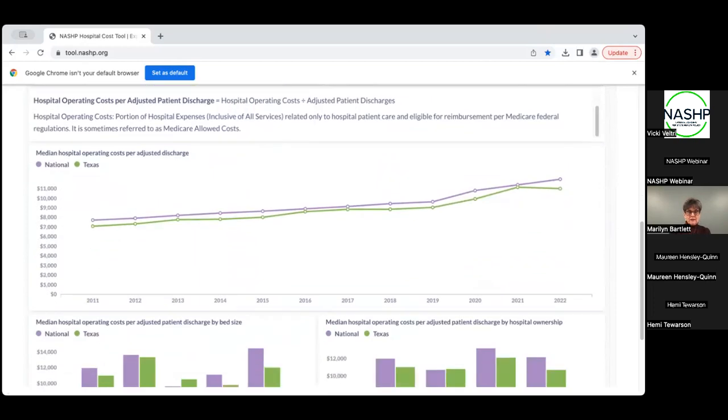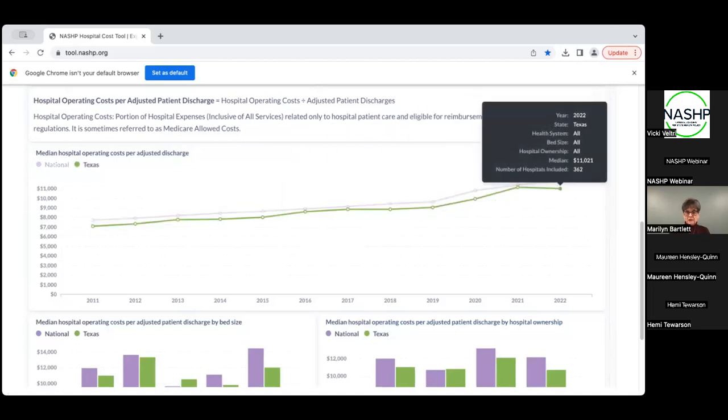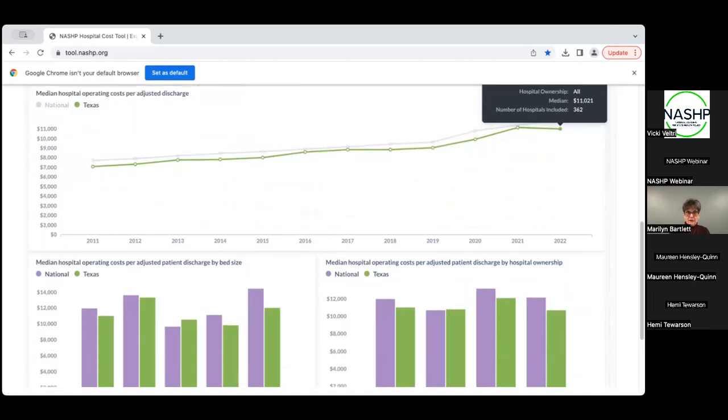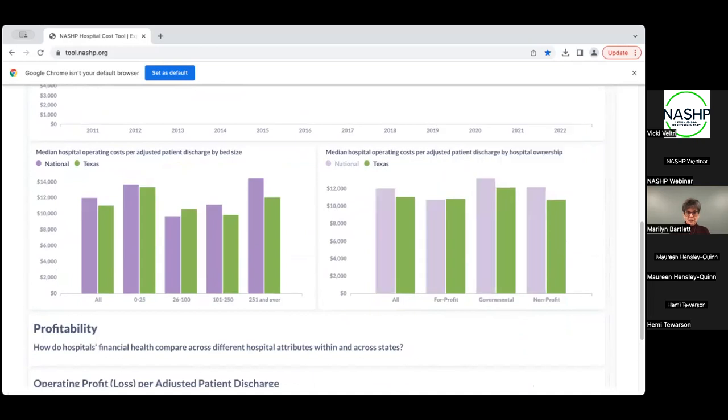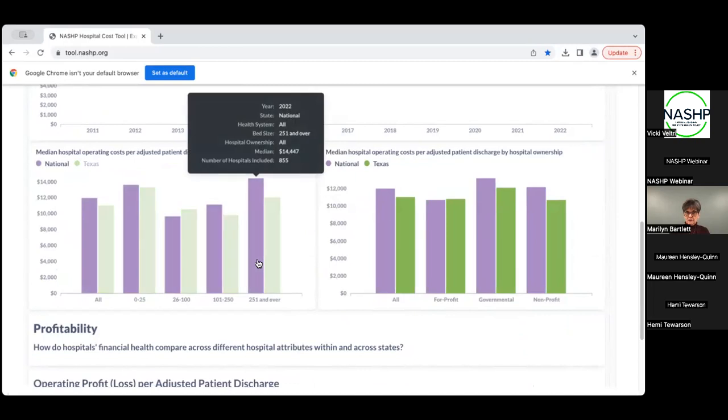We look at the operating costs. Now, we just looked at the revenue. Now we're going to look at the operating costs. And again, you'll see expenses going up, but Texas running pretty parallel to the hospital operating costs per adjusted discharge. From the national perspective, the costs here are a little bit lower than national for the 251 hospitals.